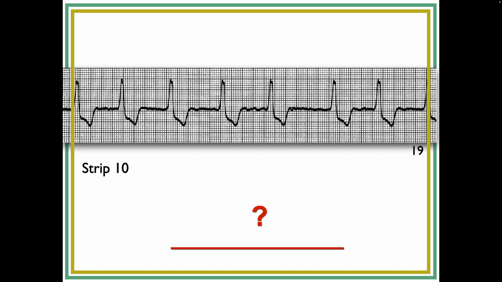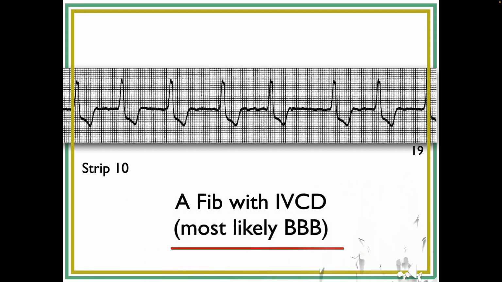Okay, so who knows what this is? It's not VFib because it's got organized QRSs. It's AFib, and then what's the other significant part about it, given what we're talking about right now? Yeah, it's got a wide QRS. So it's AFib with an IVCD.